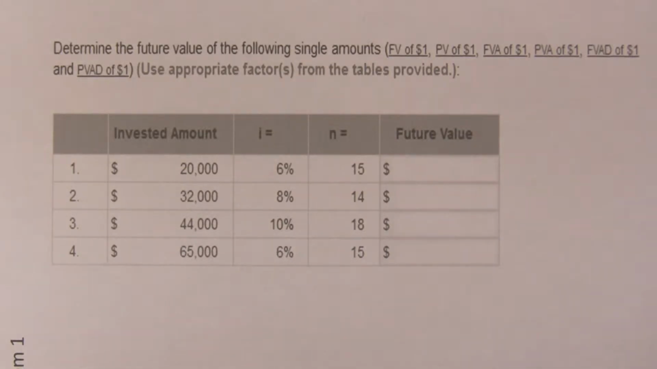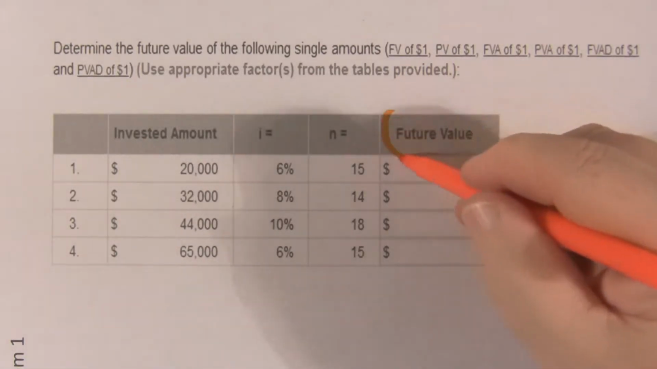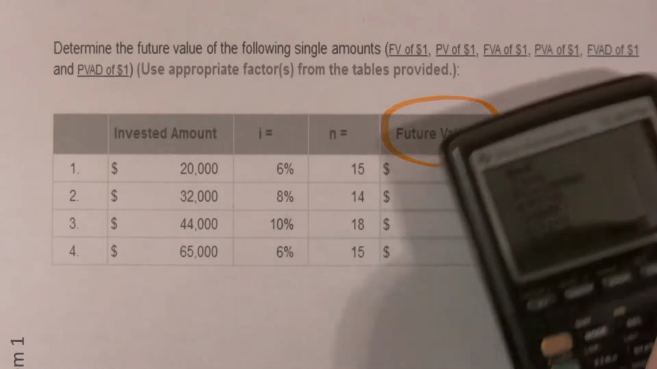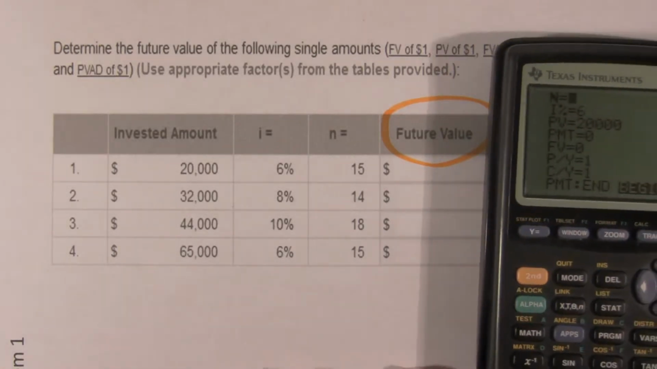Okay, there's a couple of ways to do this problem. I'm going to use a calculator, which you can use. In this case, this is a future value problem. So you can go to the very back of your textbook and there's a future value table. Or you can go online and Google future value tables and get the same one. But I'm going to use the TI-83 calculator that you all have.